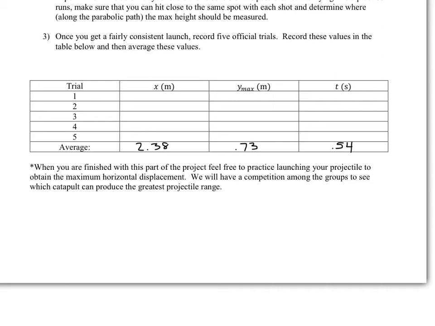We're going to take a look at this. We're going to use these three data values as our averages. So we're going to look at the mathematics behind these three. All right, so 2.38, 0.73, and 0.54. The first two are both in meters there, so we know.